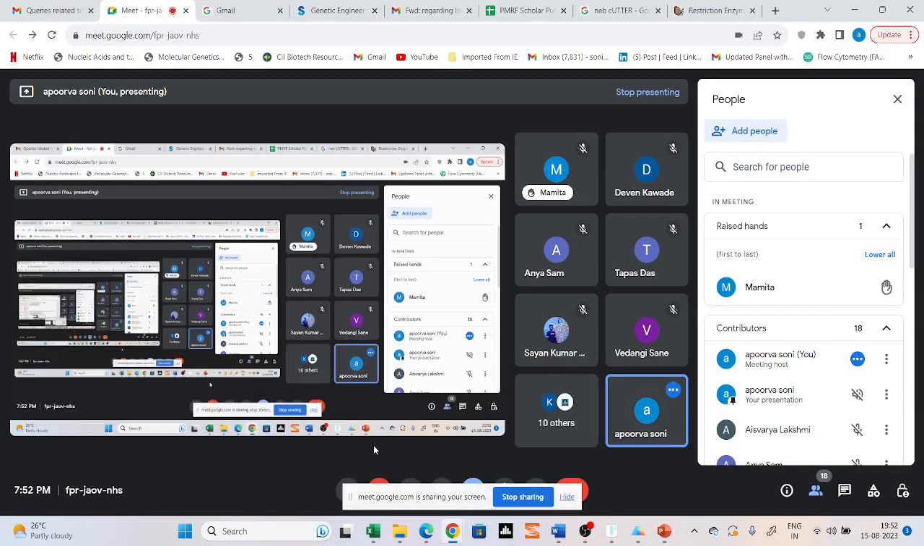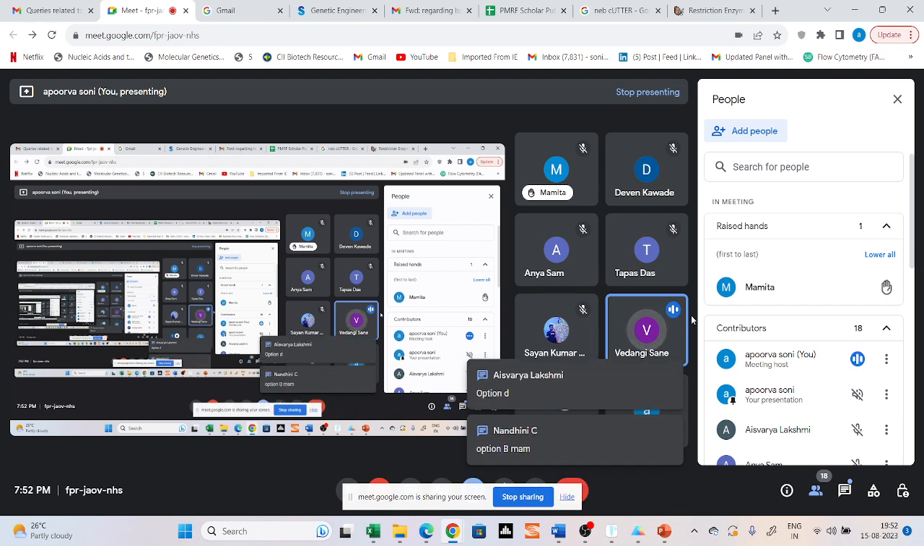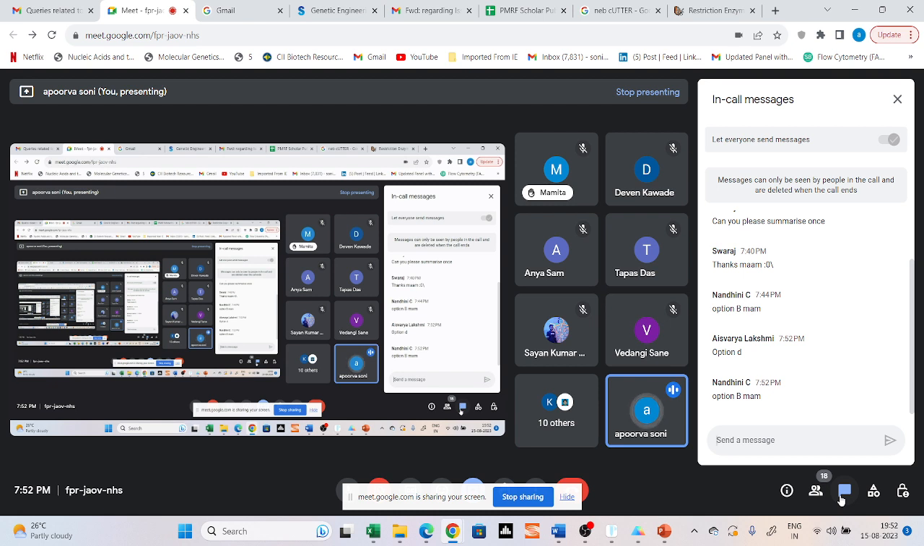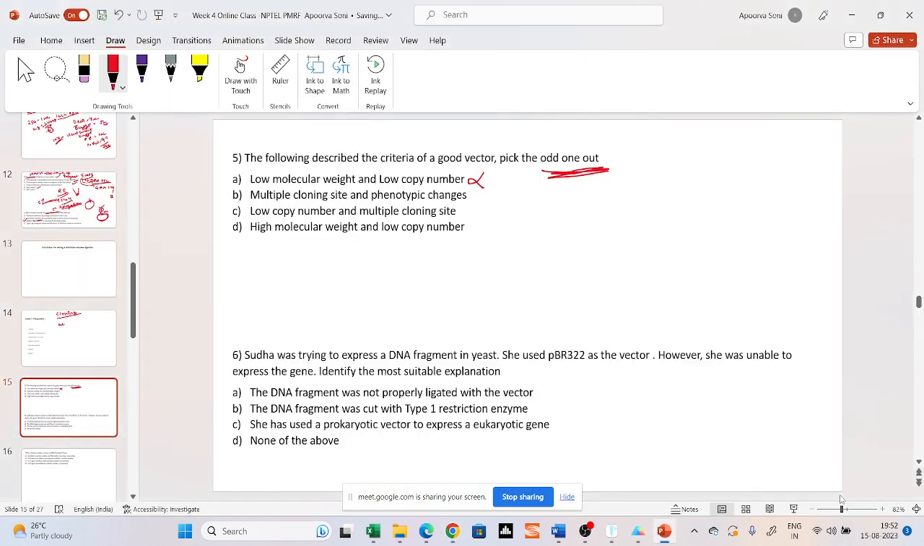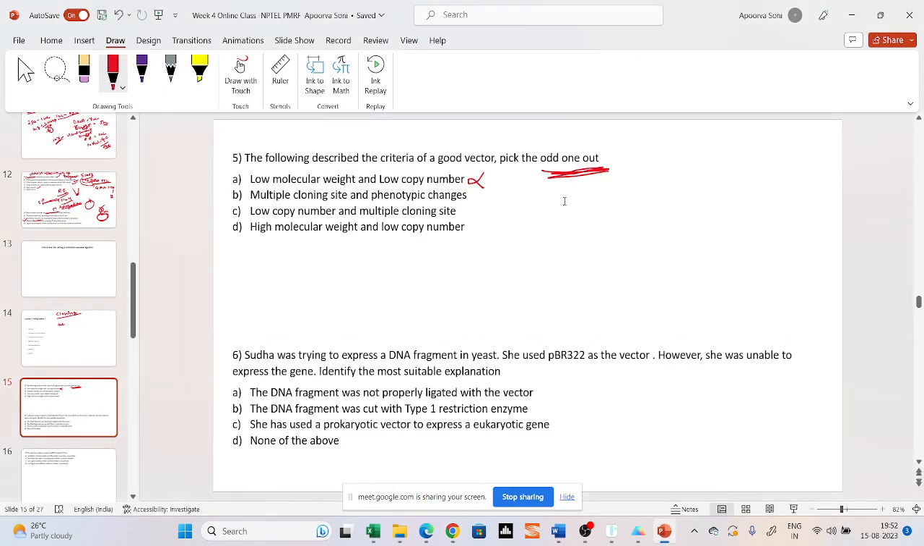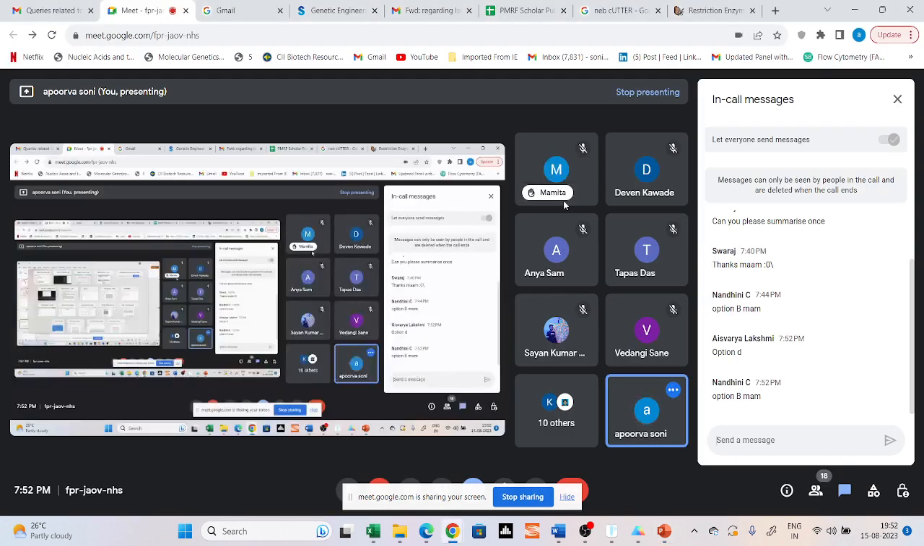Just a minute. Someone joined. Yeah. Ma'am, option B. Okay, so we have Mamita. Ashwarya is saying option D, and Nandini is saying option B. Let's see. Option D is high molecular weight. No, option D is wrong. Option B is correct. So Nandini has given the right answer. And Mamita, you have raised your hand. Yes, what is the query?